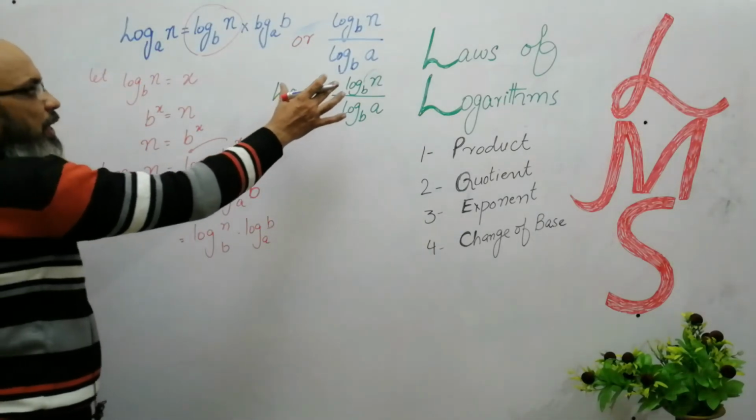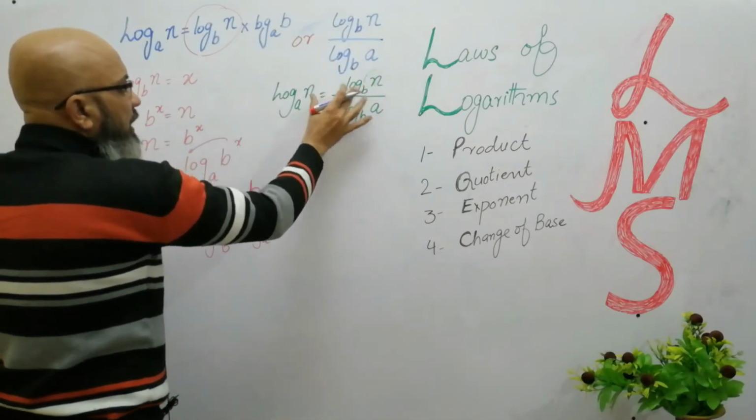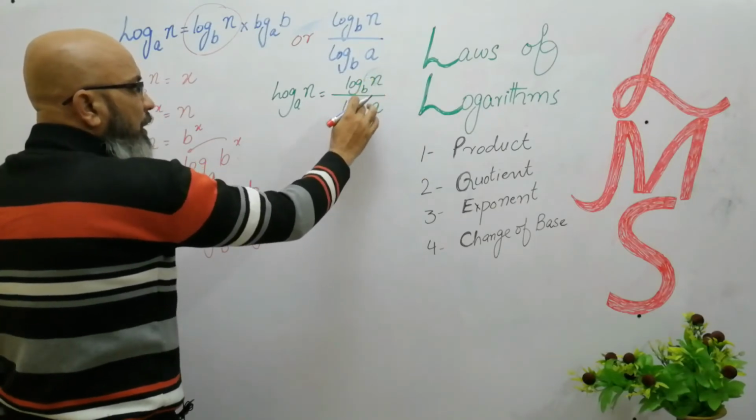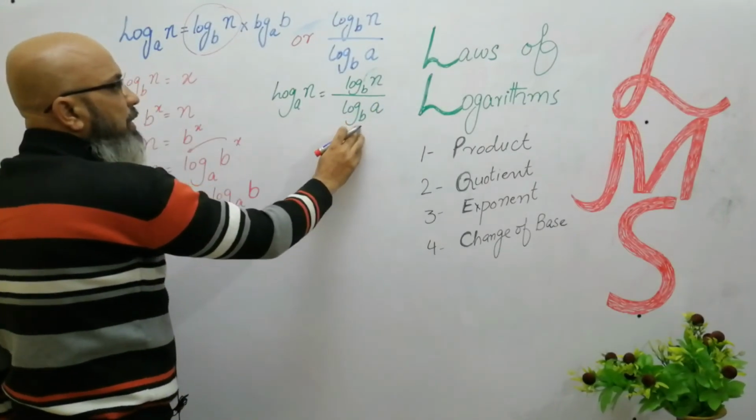So now come to the second. We can also write this law in this form, log n with base a is equal to log n with base b divided by log a with base b.